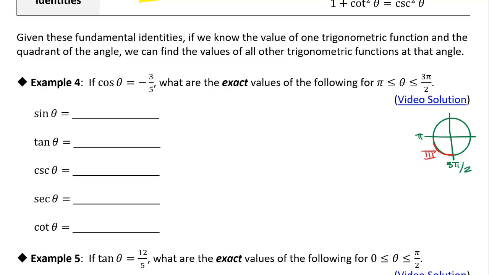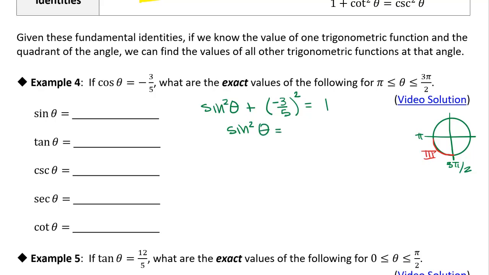If we know the Pythagorean identity, sine squared of theta plus cosine squared of theta equals 1. But the cosine of theta is negative 3/5, and that's equal to 1. Oops, we have to square that: negative 3/5 squared. Now we can solve for sine of theta. Well, we'll solve for sine squared of theta first.